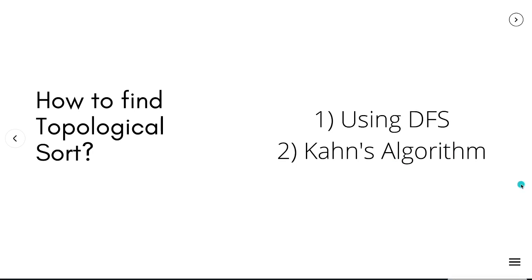So there are two possible ways in which you can find the topological order. One is very simple and straightforward. That is just using the already known depth first search, that is DFS, and with just a single line of code or very few lines of code, you can use DFS to find the topological sort. The other way is to use an algorithm called Kahn's algorithm, which uses the in-degree of a vertex to find the topological sort. We'll be having a look at both of them.